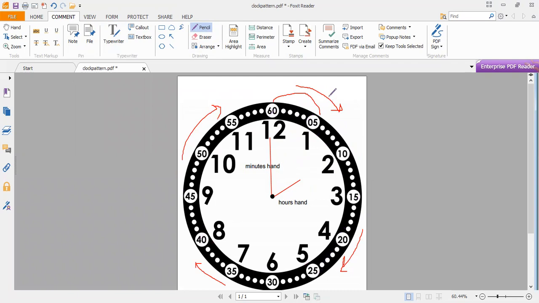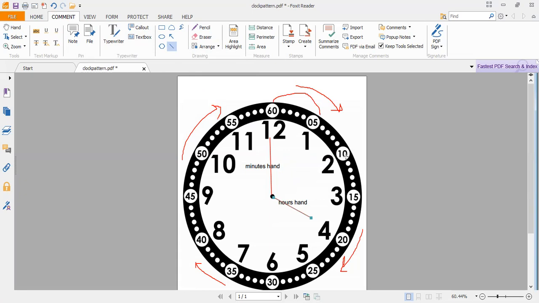Okay, how can we read the clock? For example, I will start by looking at the hour hand. The hour hand points to 2, so I can read this as 2 o'clock. If the hour hand points to 4, we can read this as 4 o'clock. If you see the minute hand on 12, directly we're going to read this as o'clock.